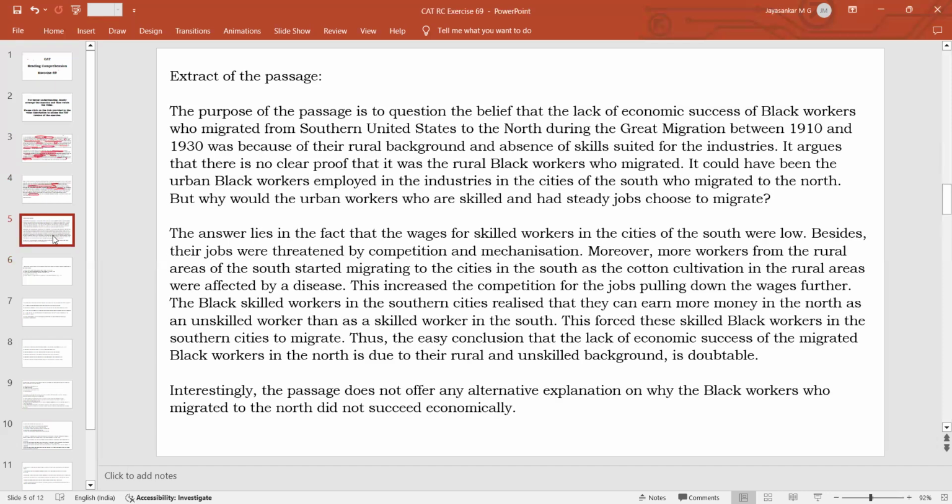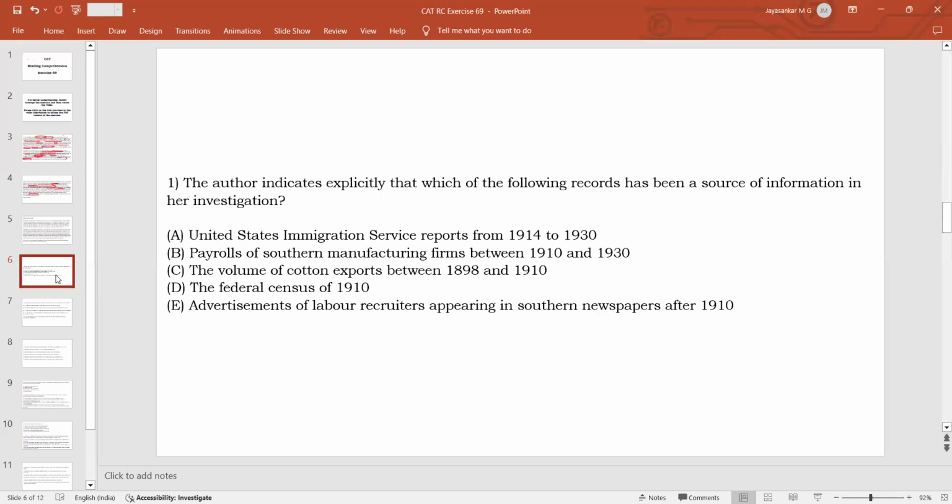So, for your understanding, I have given the extract of the passage in simple language. If you want, you can pause the video and go through the extract. That will help you understand whatever I have stated just now at your own pace. Now we will go to the questions. Once you have understood the passage, the answers become very, very simple. This is the advantage of understanding a passage well.